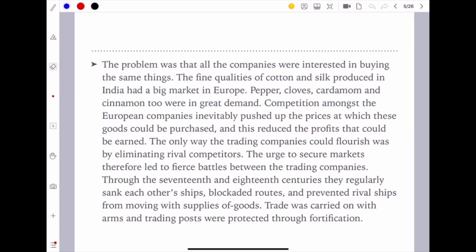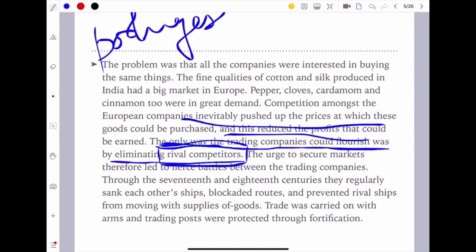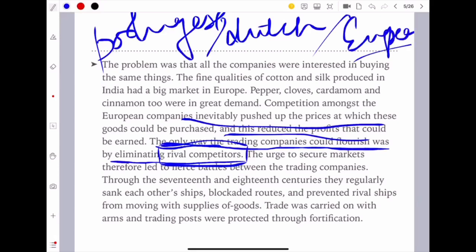Now the urge to secure the markets led to battles between them. What led to the battles? The urge to secure these markets. This increased the prices and reduced the profits for them. The only way trading companies could flourish was by eliminating the rival competitors. Now, who are these rival competitors? The Portuguese, the Dutch, the other European companies, basically, all right?